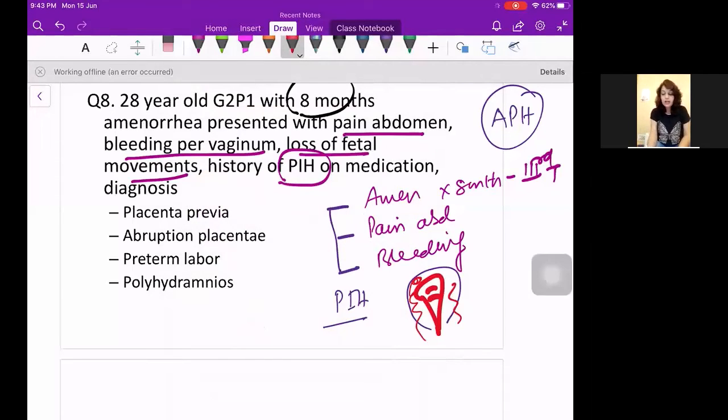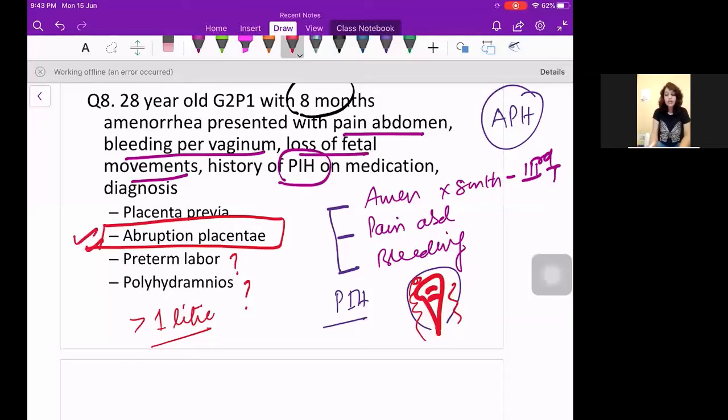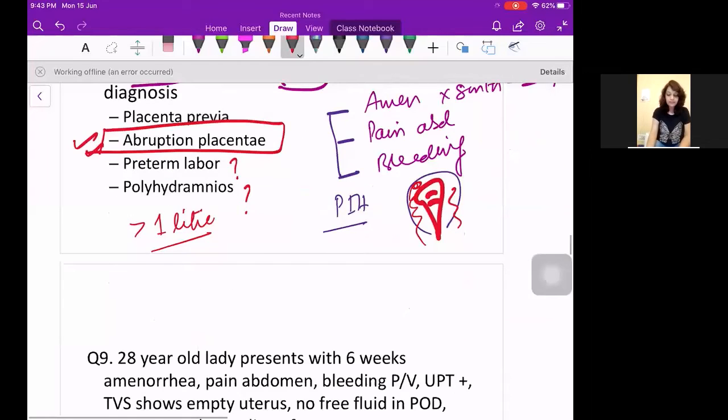So that means this patient has bled so much internally, and the vitals have not been given in the option. So the loss of fetal movements has occurred. That means she must have lost more than 1 liter of blood. That is why there is loss of fetal movements, the baby has become dead. So polyhydramnios never presents with such a history. With preterm labor pains, why would there be loss of fetal movements, which has not been explained in this case. So this is a clear-cut case of accidental hemorrhage, which is abruptio placentae. Next question.